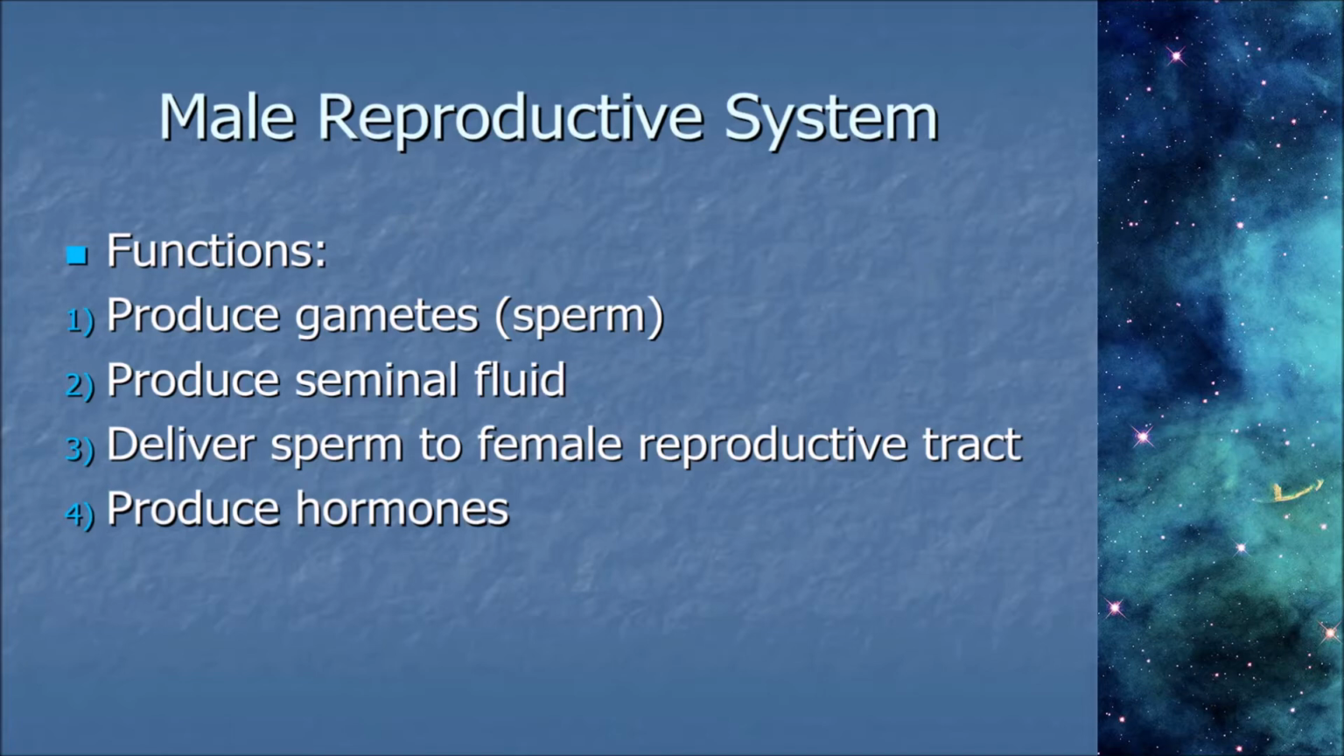So the functions of the male reproductive system include the production of gametes, that is sperm, the production of seminal fluid, and also the delivery of that seminal fluid and sperm into the female reproductive tract. And finally, another function of the male reproductive system is to produce hormones, for example, testosterone.